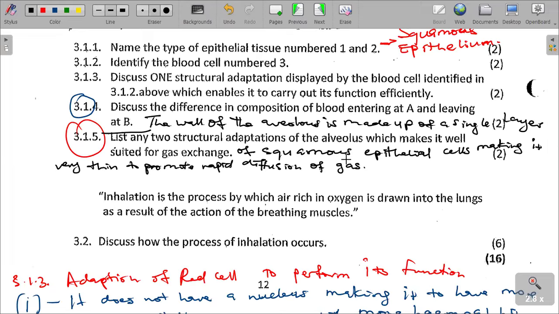It is made up of a single layer of squamous epithelial cells, making it very thin to promote rapid diffusion of gas. That is diffusion of what? Of gases. That is the situation there.